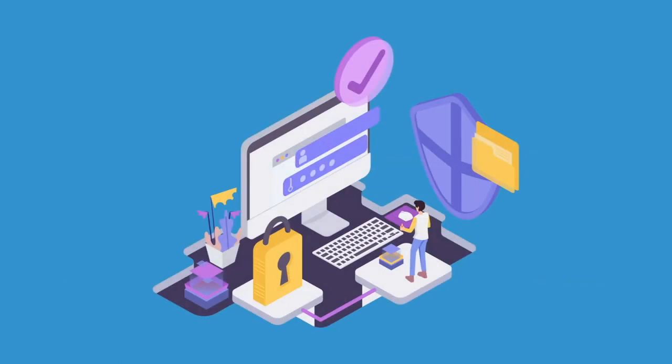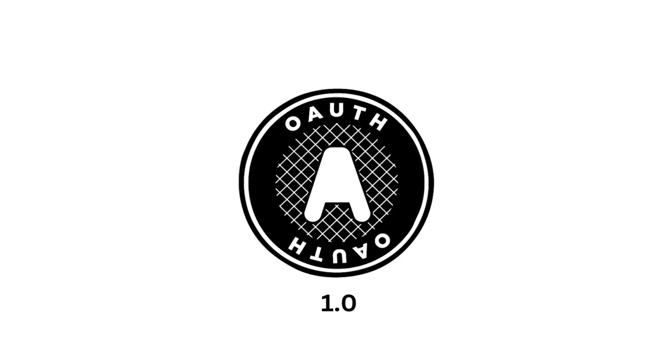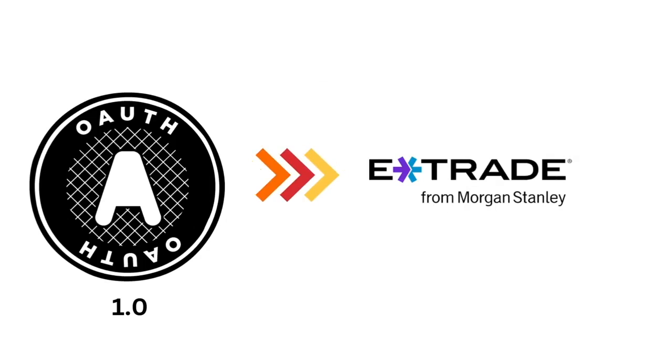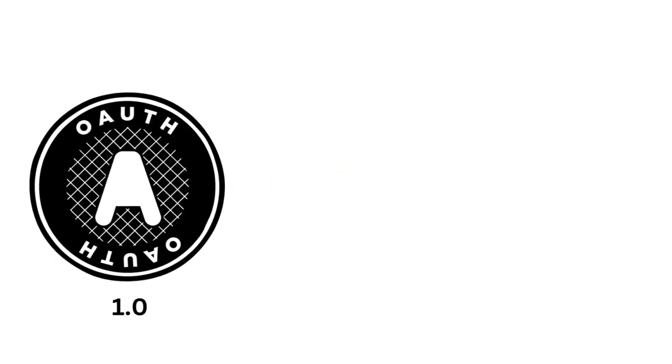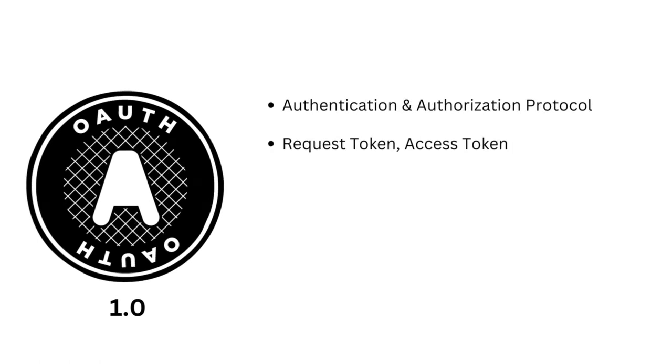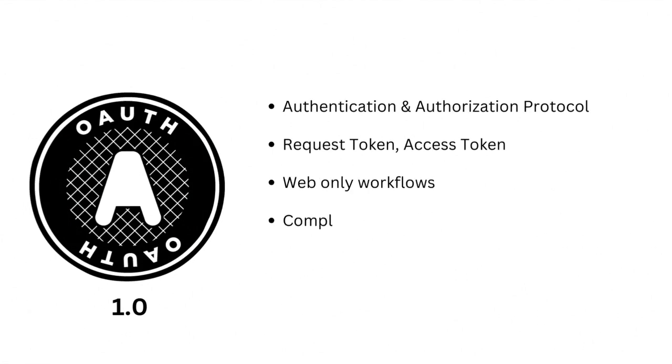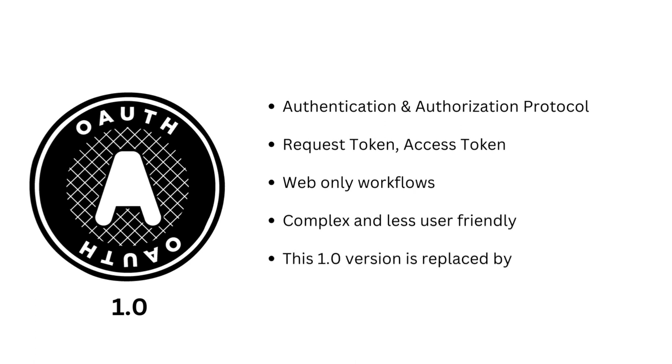Though various protocols exist, one of the most widely used is OAuth. Etrade utilizes OAuth 1.0, an authentication and authorization protocol based on request and access tokens. Despite its deprecated status, Etrade and some others still employ it. OAuth 1.0 functions exclusively for web applications and isn't suitable for mobile applications. While it offers robust capabilities, its complexity may pose challenges for user-friendliness. It's worth noting that OAuth 2.0, the widely adopted successor, has superseded OAuth 1.0, marking a significant advancement in authentication and authorization protocols.